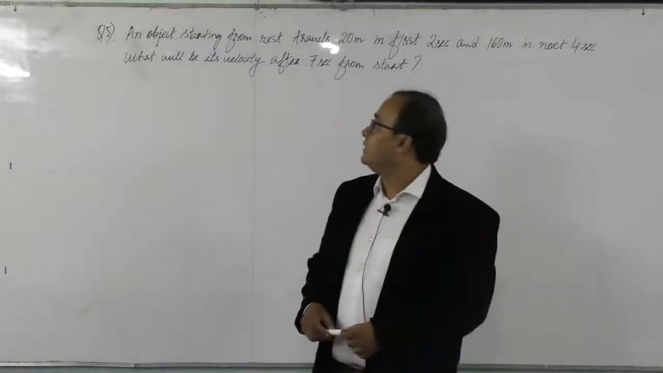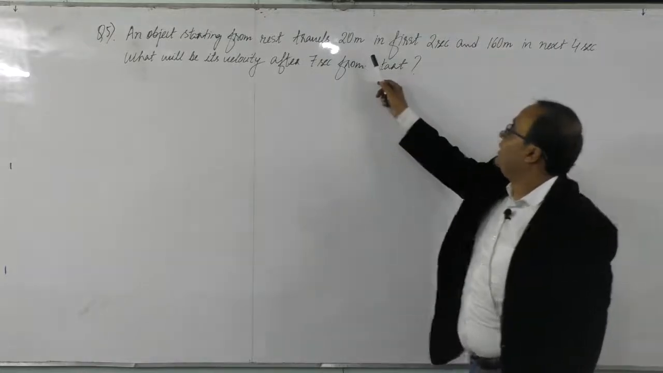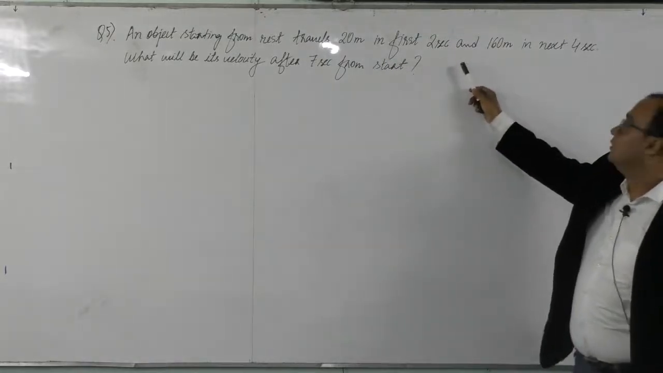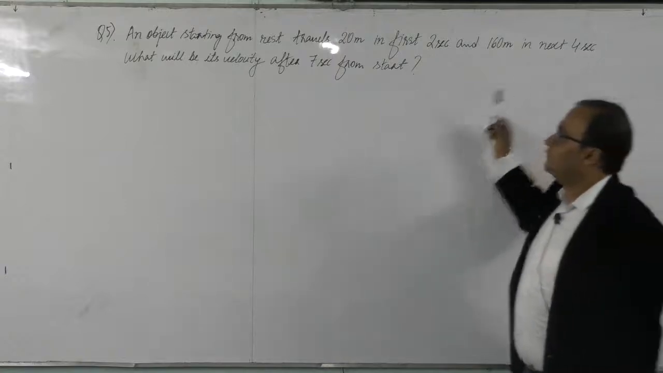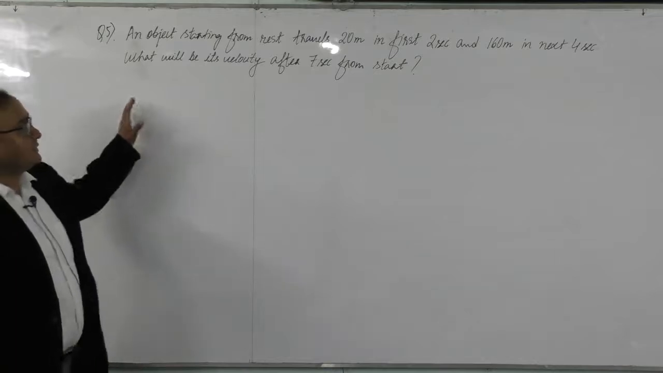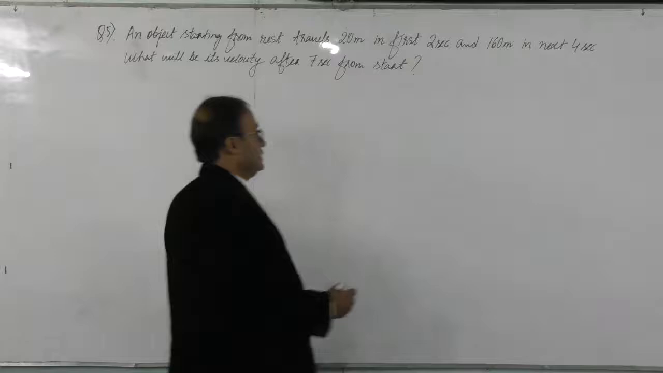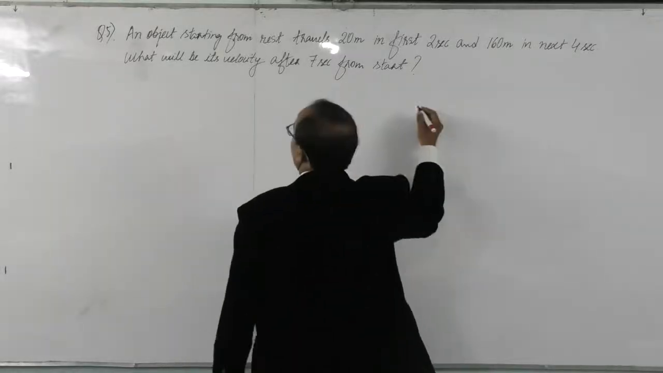Now we'll discuss question number 5. The question is, an object starting from rest travels 20 meter in the first 2 seconds and 160 meter in the next 4 seconds. What will be its velocity after 7 seconds from start? So first let us try to understand this question.